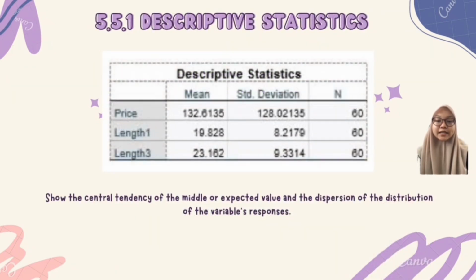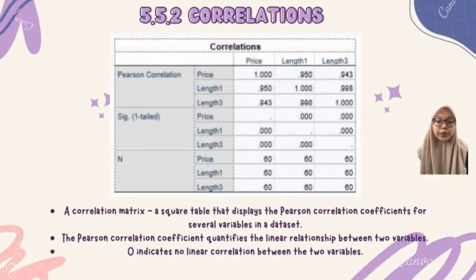5.5.1 Descriptive statistics. Descriptive statistics show the central tendency, the middle or expected value, and the distribution of the variables' responses. 5.5.2 Correlations. A correlation matrix is a square table that displays the Pearson correlation coefficients for several variables in a dataset. The Pearson correlation coefficient quantifies the linear relationship between two variables. From the table, 0 indicates no linear correlation between the two variables.